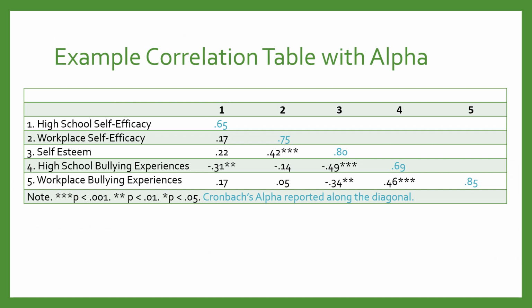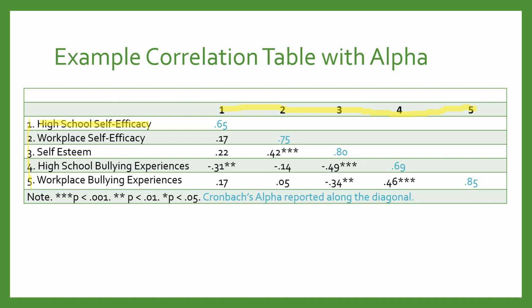So if you've ever seen a correlation table in a journal article or presented in the media, you may see something that looks like this. So what you'll notice is that the variables are all listed here, and then those variables are repeated here as well. So before we jump into Cronbach's alpha, I just want to show you how to read a correlation table. So this data is looking at relationships between high school self-efficacy, workplace self-efficacy, self-esteem, also high school bullying experiences and workplace bullying experiences. So this whole column is pertaining to our first variable, high school self-efficacy.